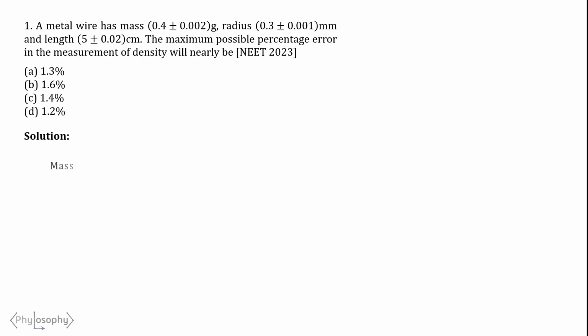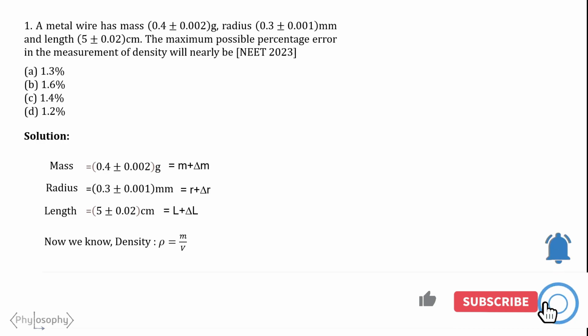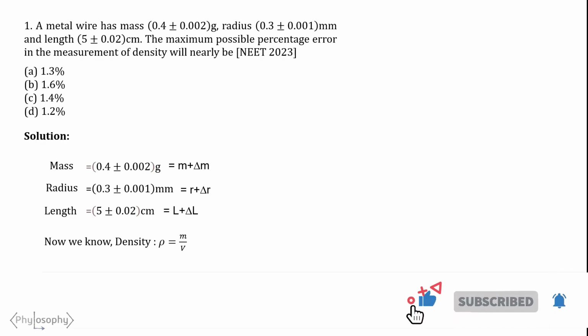So the given quantities are mass, which is 0.4 plus minus 0.002 gram, and which can be written as m plus delta m. Here delta m is the error in measurement of mass. Similarly, for radius, it can also be written as r plus delta r, and for length, it is l plus delta l. Now we know that density is given by rho equals m over v.